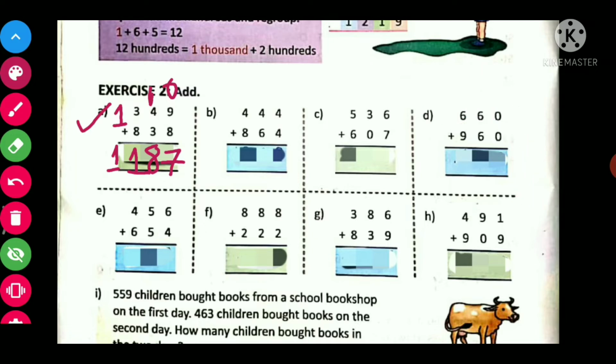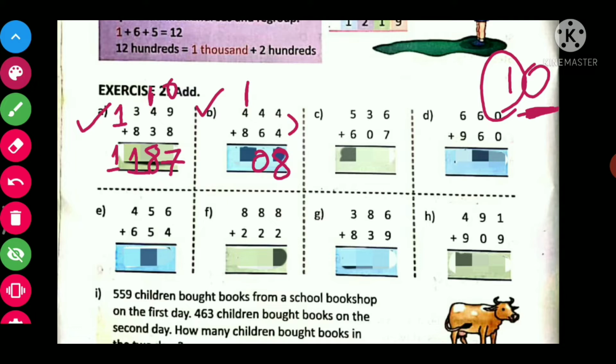Now see B part. Here also we'll start from the ones place value. So 4 plus 4, how much will it be? 8, right? Okay, now see the tens place value. 4 plus 6, how much will it be? 10, right? But what we will do, we'll write only 0 here, and we'll write this 1 in the next place value, that is the 100 place value.